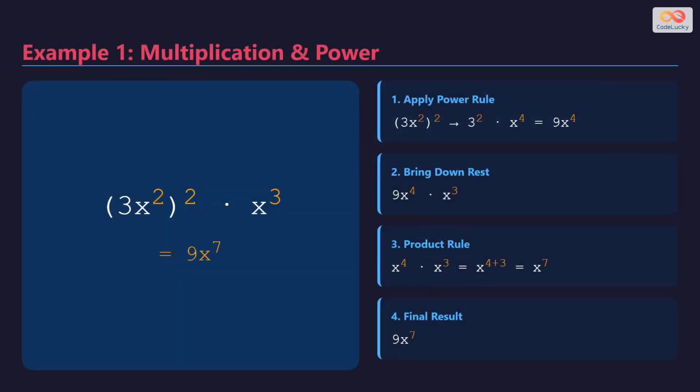Let's try a full example together. We have the quantity 3x squared, all squared, times x cubed. Following our strategy, we handle the power rule first. 3 squared is 9, and x squared squared becomes x to the 4th. Now we bring down the x cubed. Finally, we use the product rule to combine x to the 4th and x cubed. Adding 4 plus 3 gives us our final answer, 9x to the 7th.